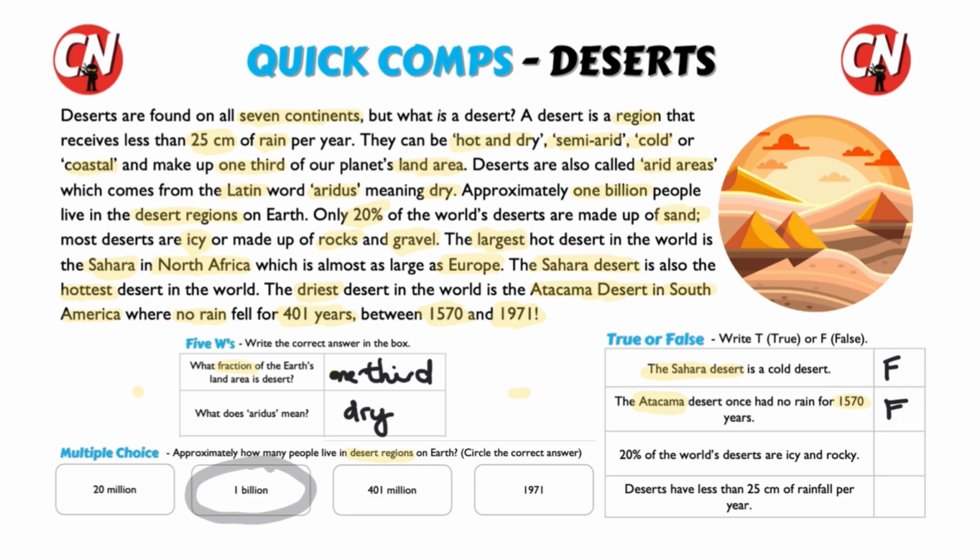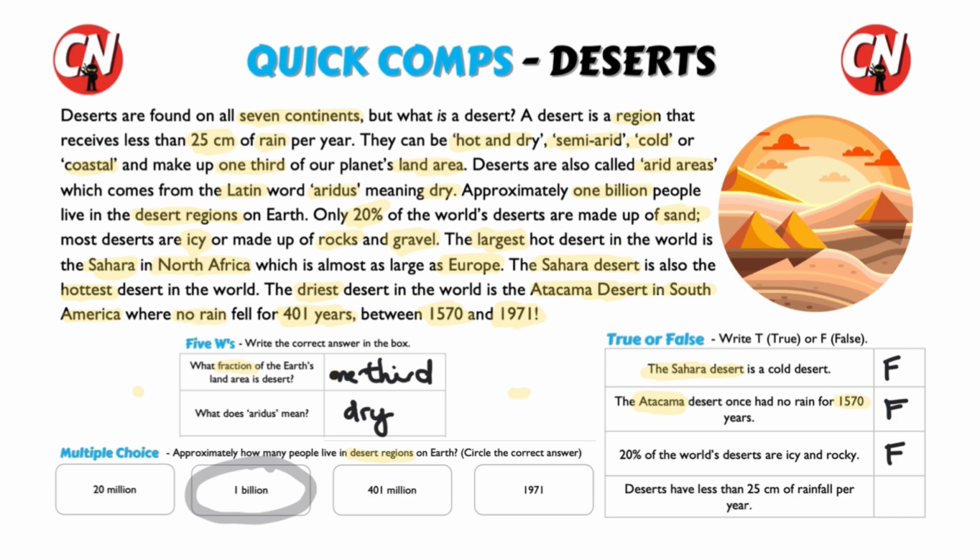Let's look at the next question. 20% of the world's deserts are icy and rocky. I remember 20%, it's up here, there we go. Only 20% of the world's deserts are made up of sand. 20% of the world's deserts are icy and rocky. So that's false as well. Okay, so quite quickly, once we found the information, we can then make these logical deductions. We can do the reading skill, which is true or false.